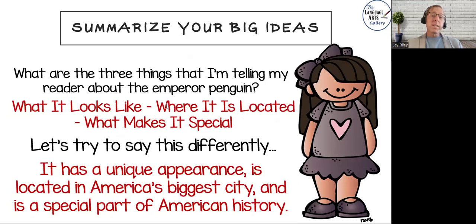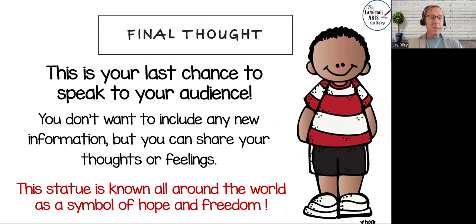Then we want to summarize our three big ideas. Remember, those three big ideas are each represented in one body paragraph. We talked about what it looks like, where it's located, and what makes it special. So how can I say this differently? It has a unique appearance, it's located in America's biggest city, and is a special part of American history.